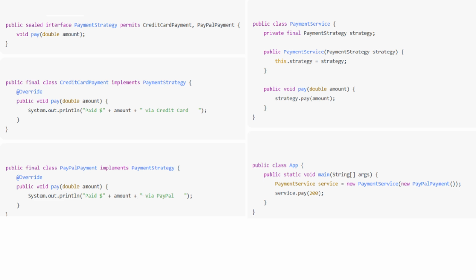Next, we create our concrete strategies: credit card payment and PayPal payment. These are marked final because each one represents a specific behavior. Otherwise, it worked pretty much as the classic example of strategy design pattern, shown just before this example. With sealed interfaces and clean class design, we get a modern, safe, and flexible implementation of the strategy pattern in Java 21. And switching behavior is as simple as swapping the strategy object.